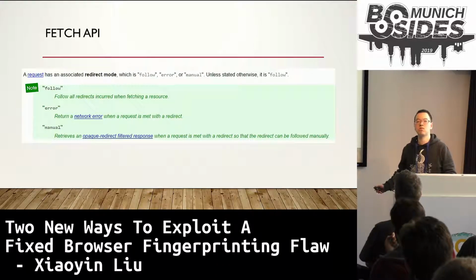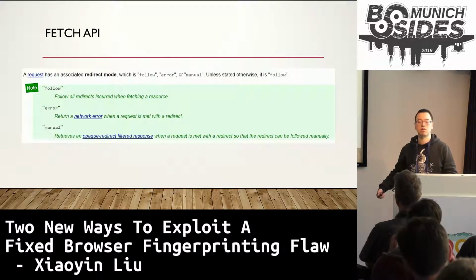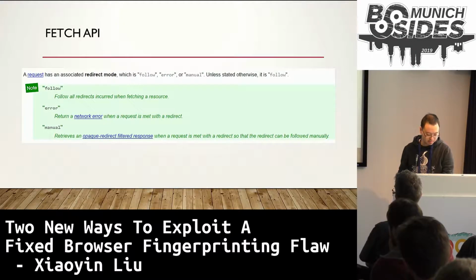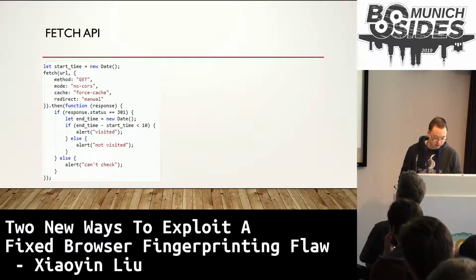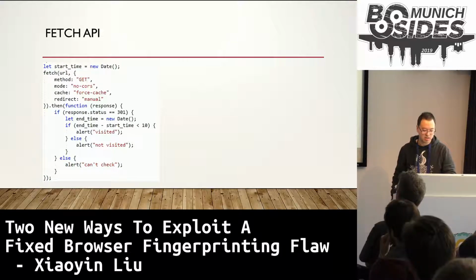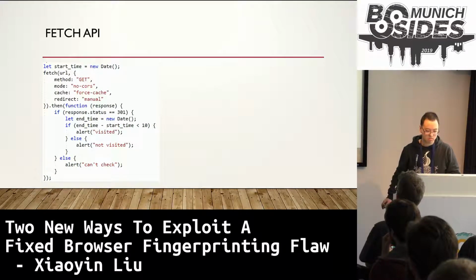Because this time we don't even need to block the HTTPS. We can just get called when the redirect is received. And this is a very simple POC. I set the redirect mode to manual, and then I can just get the response. If the response status is 301, it means it's a redirect response. And then I can just stop the timer here. If the interval is less than 10 milliseconds, it's redirected, otherwise it's not.